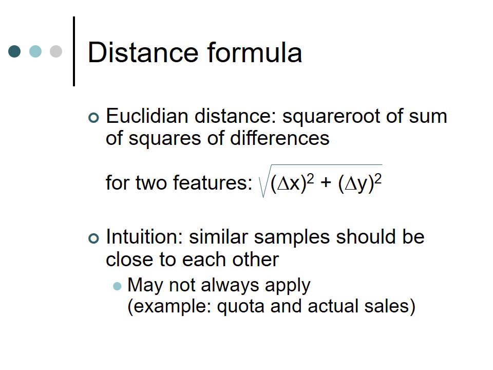Here is the formula of the distance metric, that is Euclidean distance, in which we take the difference of the two values, then take the squares, then sum them up, and at the end we take the square root. The intuition behind this is that similar samples should be closer to each other.